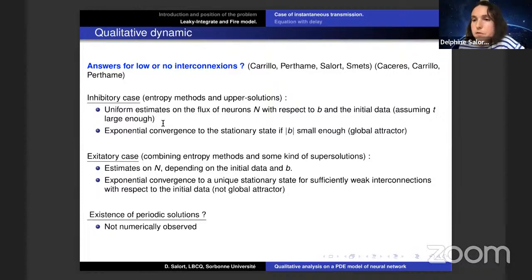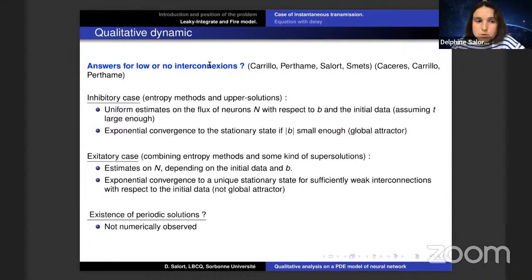This means that if the interconnection is small enough, we only know what happens for low interconnection, because when the interconnections are too big, the equation is much more complicated. So when B is small enough, whatever the initial data, essentially we have convergence to a stationary state.